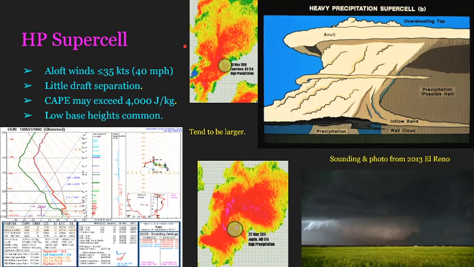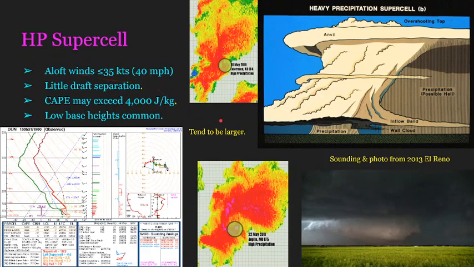Now, the complete opposite of that is going to be your high or heavy precipitation supercell, or HP. Examples are seen here at the top middle and bottom middle. First off, as you can see from the two examples, they tend to be larger, also seen in this side view diagram, and pretty darn healthy looking. These cells are going to have aloft winds of equal to or less than 35 knots, not 45, but 35 knots, which is around 40 miles per hour.